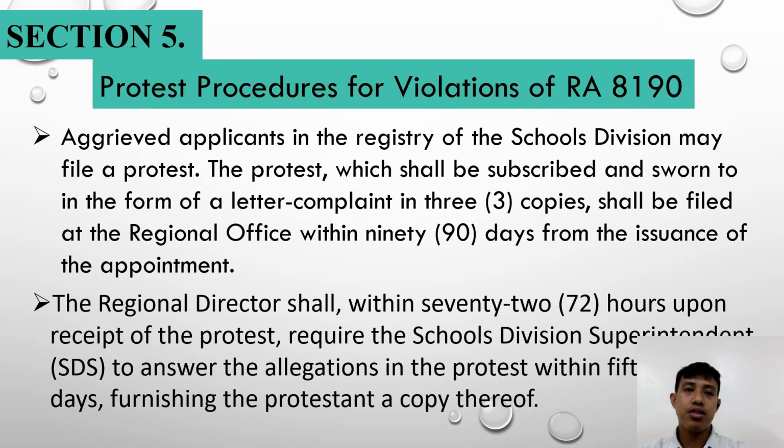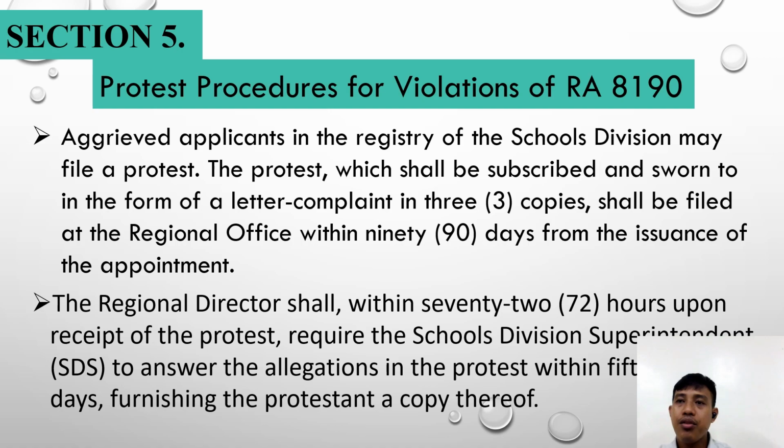Okay, let's proceed to section 5, which is the protest procedure for violation of RA 8190. It states that a aggrieved applicant in the registry of the school division may file a protest. The protest, which shall be subscribed and sworn to in the form of a letter complaint in 3 copies, shall be filed at the regional office within 90 days from the issuance of the appointment. The regional director shall, within 72 hours upon receipt of the protest, require the school division superintendent or SDS to answer the allegation in the protest within 15 days, furnishing the protester a copy thereof.